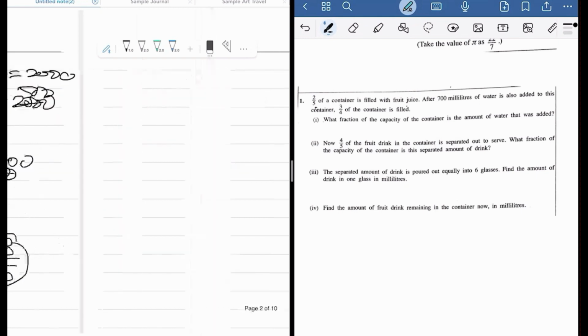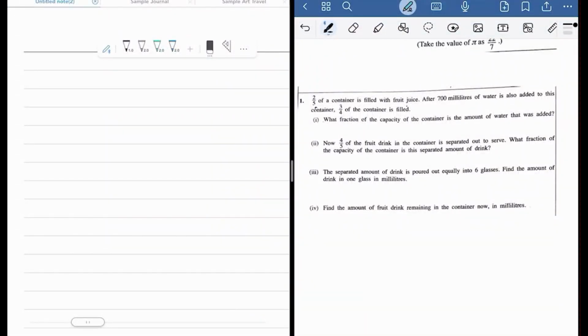Now we need to do the third part. The separated amount of drink is poured into 6 containers. So we know the separated amount was 1200. Okay, we already worked it out. So separated was 1200.